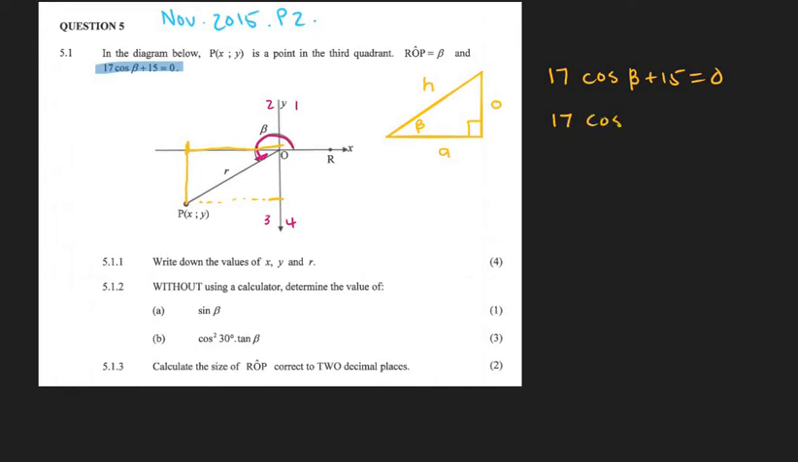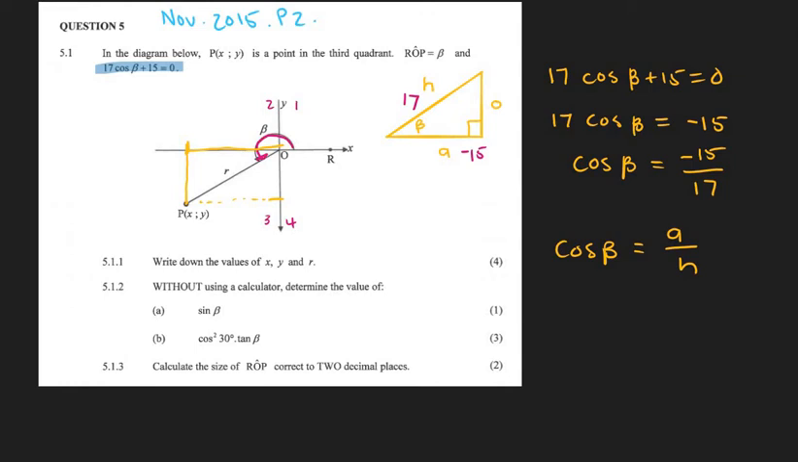17 cos beta equals, that goes over, negative 15. So cos beta is going to be negative 15 over 17. Alright, what do I know about cos? It is going to be adjacent over hypotenuse. So let's write that in. Adjacent is going to be negative 15, hypotenuse is going to be 17.